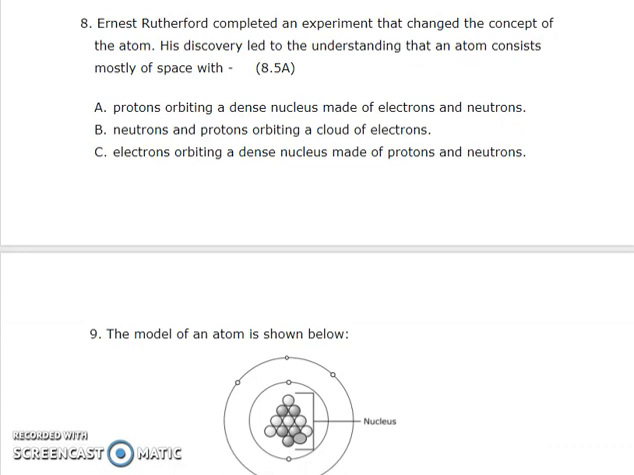Number 8. Ernest Rutherford completed an experiment that changed the concept of the atom. His discovery led to the understanding that an atom consists mostly of space with A, protons orbiting a dense nucleus made of electrons and neutrons, B, neutrons and protons orbiting a cloud of electrons, or C, electrons orbiting a dense nucleus made of protons and neutrons.